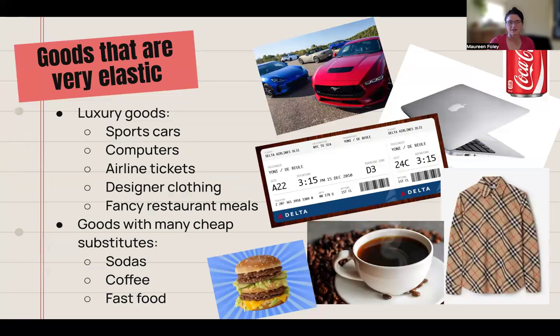Now, what are some goods that we consider to be very elastic? So goods that consumers really change the amount that they buy based on the price. Luxury goods are a really great example of this. You have things like sports cars and airline tickets, fancy vacations, new computers and new iPhones, designer clothing, going out to eat at fancy restaurants. Those are all things that are really elastic.